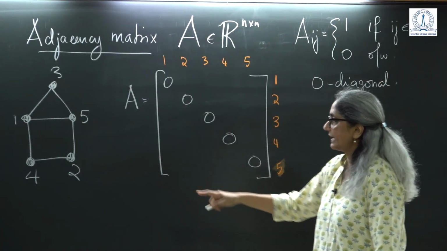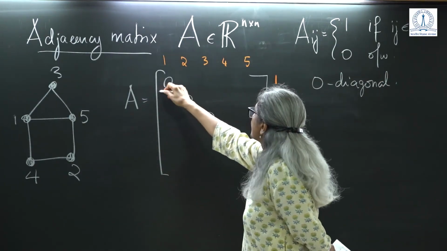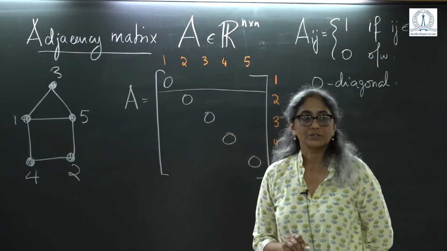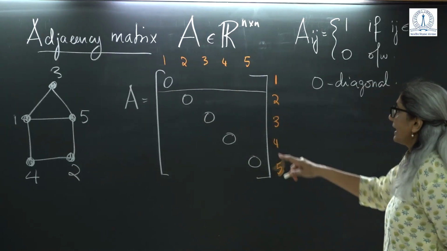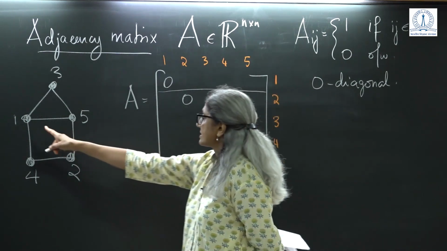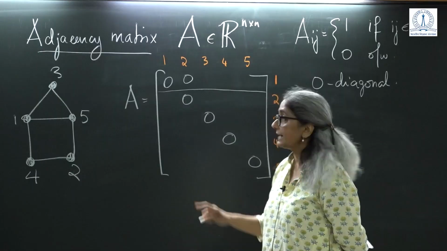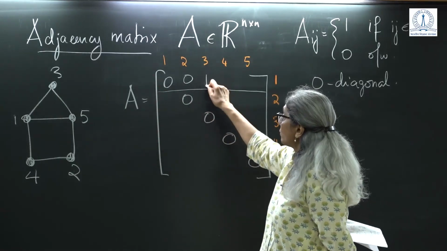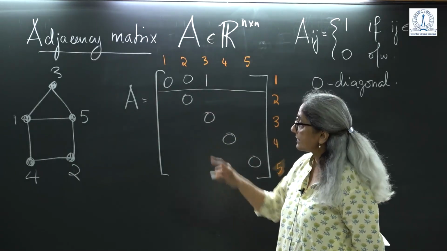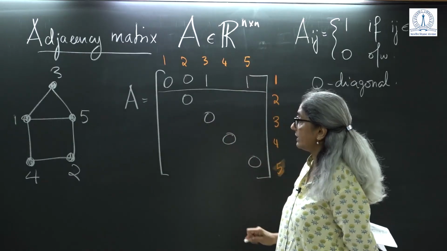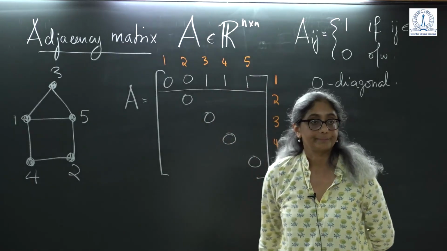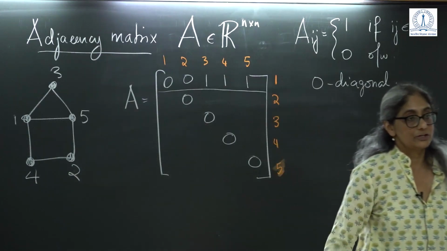And then we start putting in the edges. So for example, let's focus on this first row. This corresponds to vertex 1. So I look at what it's connected to, right? So 1 is not connected to 2, so we put a 0 here. 1 is connected to 3, so you put a 1 here. 1 is connected to 5, so you put a 1 here. It's also connected to 4. Okay? So this is the first row of the matrix.